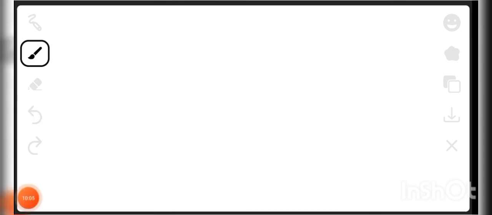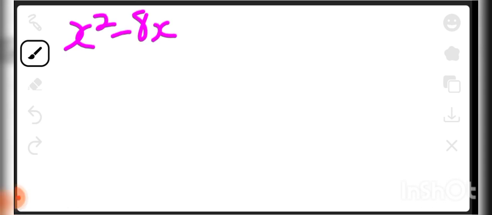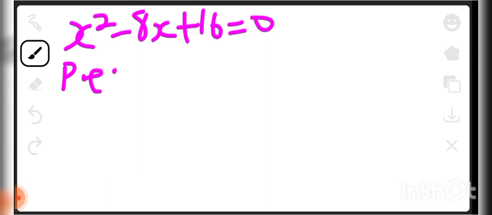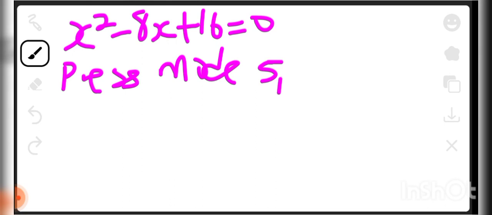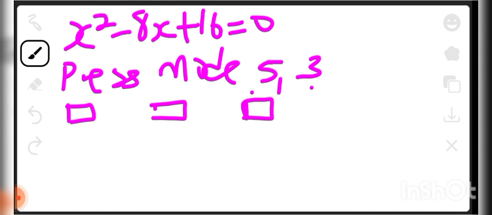As I teach you now, you try it. The question was x squared minus 8x plus 16 is equal to 0. If you want to use the calculator for this now, just press mode 5, then you press 3. Then you will see something like this. The next thing you're going to do is to get that A, B, C that I quoted when I was doing that equation.